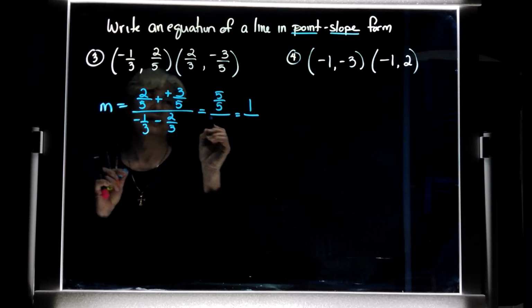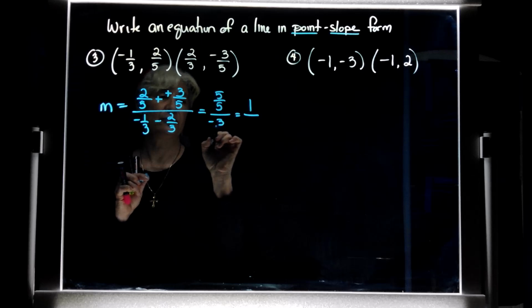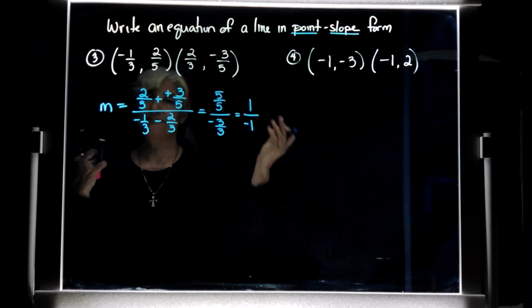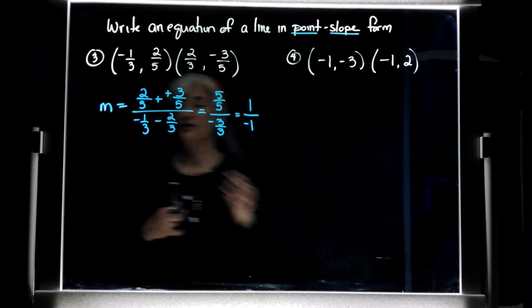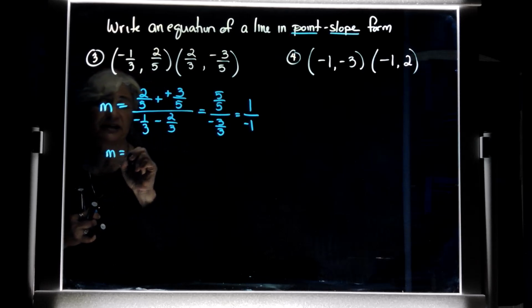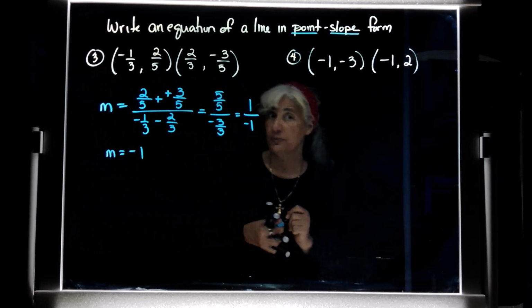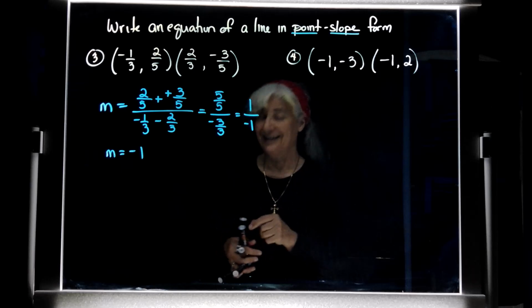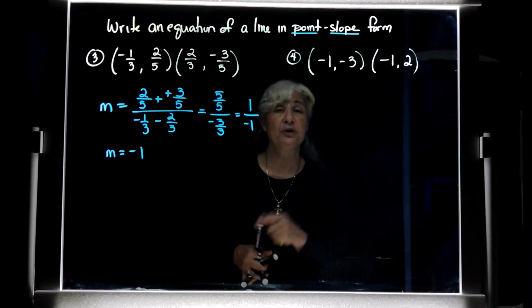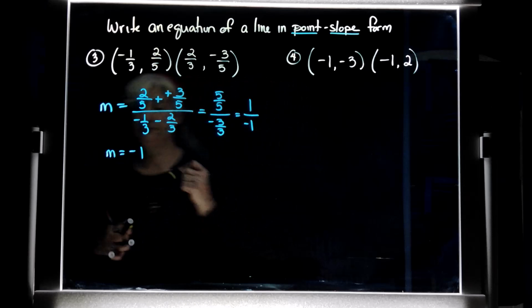How about the denominator? Those denominators are the same. So this will become what? Negative 3 over 3, which is just negative 1. So this one was actually a whole lot nicer than problem 1. My slope is a negative 1. I like that.